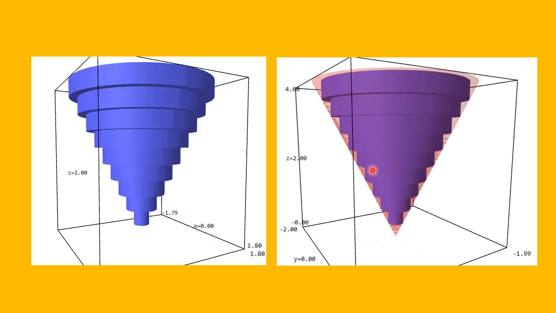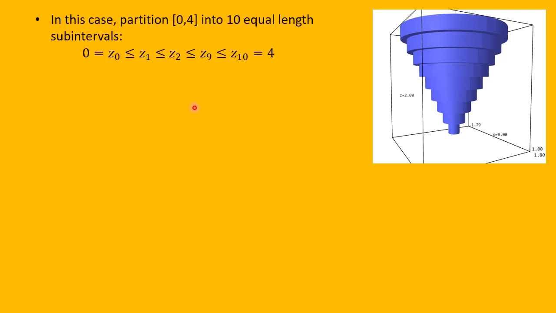So here's the picture we saw just a minute ago. And getting rid of that outline cone, we see that we have all of these disks, including a disk of radius 0, which has 0 volume down here. So looking at this cone problem, the height of the cone is 4, the radius of the cone was 2. So we'll set up the cone to go up vertically along the z-axis. And so we'll partition the interval on the z-axis [0, 4] into 10 equal length subintervals.